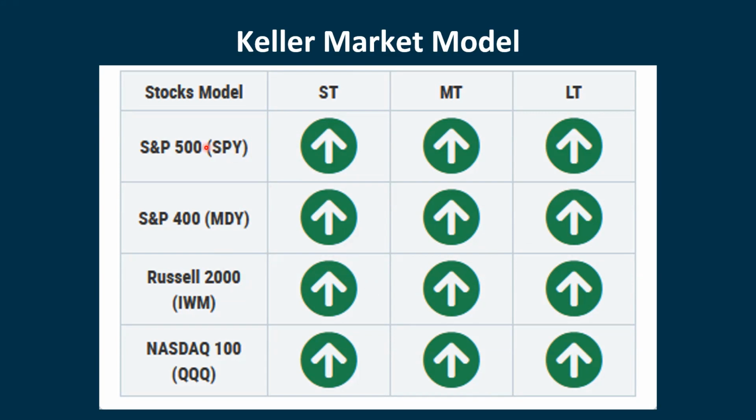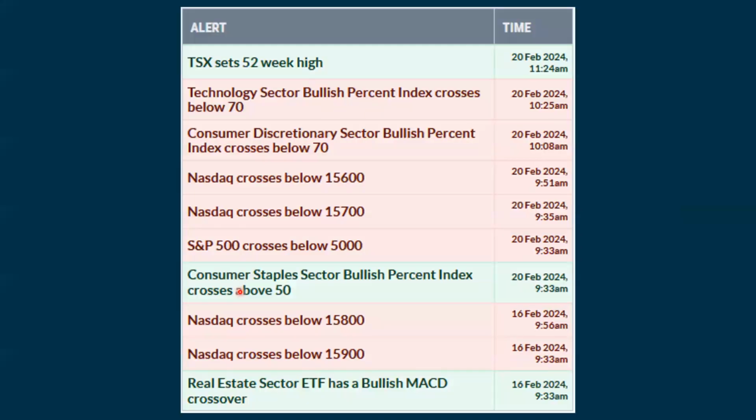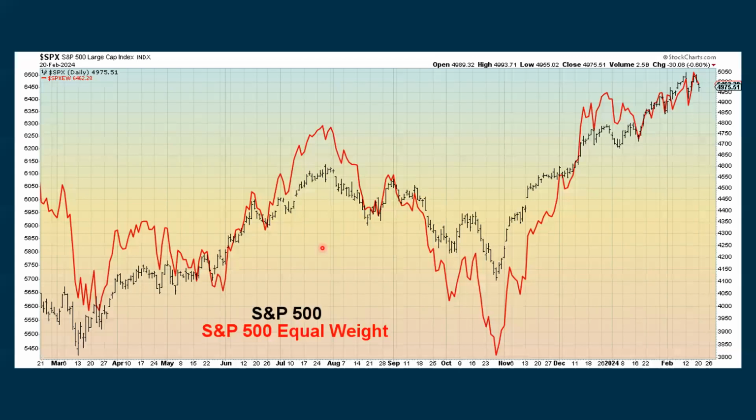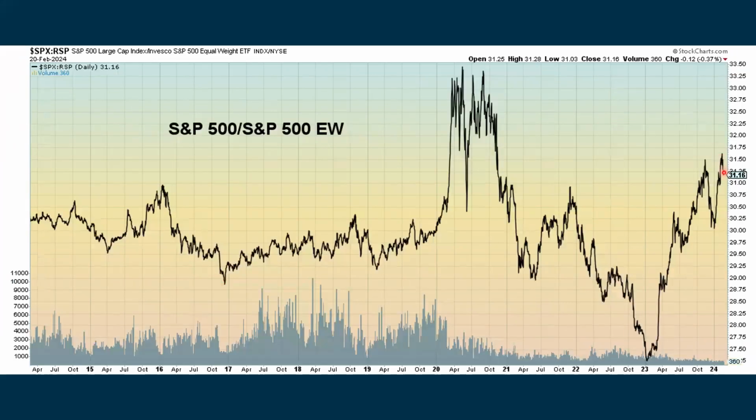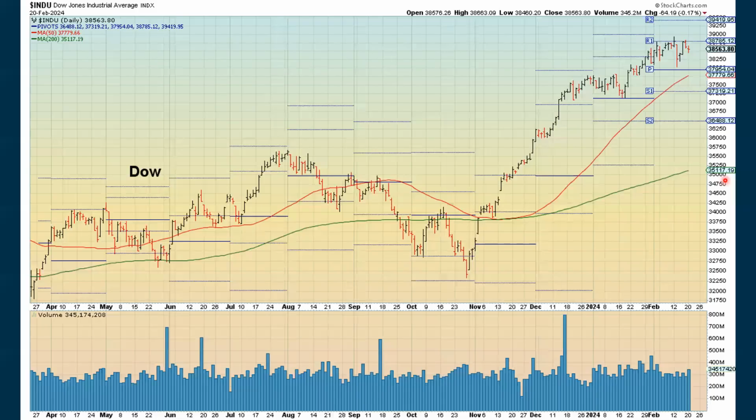When we look at the S&P, mid caps, small caps, and NASDAQ 100, here are the alerts that were triggered in Tuesday's session. Most of them were negative, so we're seeing an awful lot of red. And the red line did come down, but it actually held up a little bit better with the equal weight outperforming the S&P 500. So we're seeing the ratio coming down just a little bit here as the mega caps underperformed. The Dow's still chopping around.